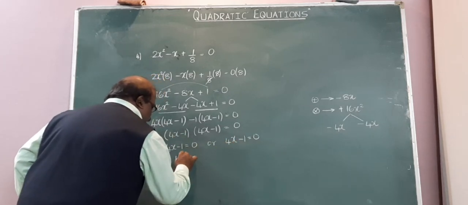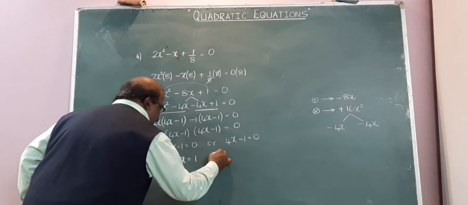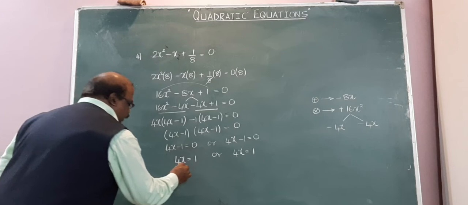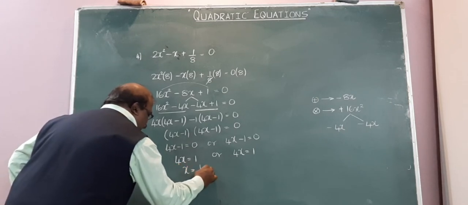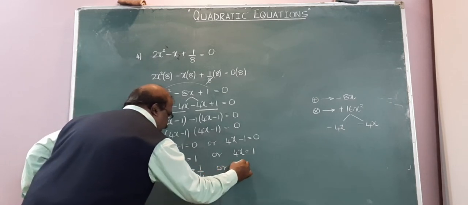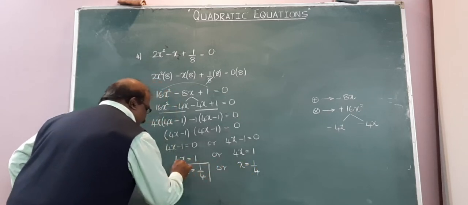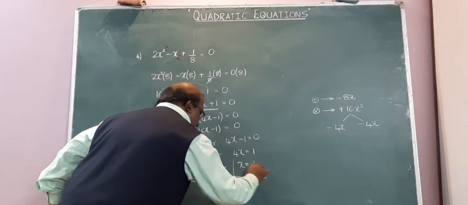So you get 4x is equal to 1. Here also minus 1 going that side plus 1. So x is equal to 1 upon 4, and x is also equal to 1 upon 4. Once again I get the two roots of the quadratic equation.